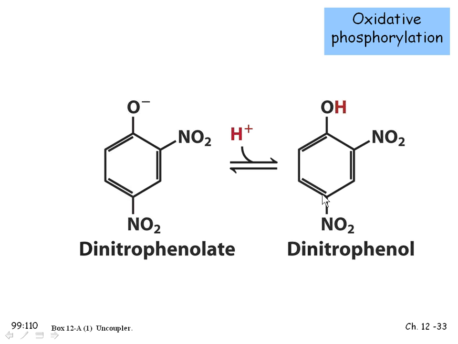The electrons can be moved through the transport chain as much as they want, but it's not going to build up a proton gradient. And this is called an uncoupler. It uncouples electron transport from ATP formation. It's no longer oxidative... Yeah, question.